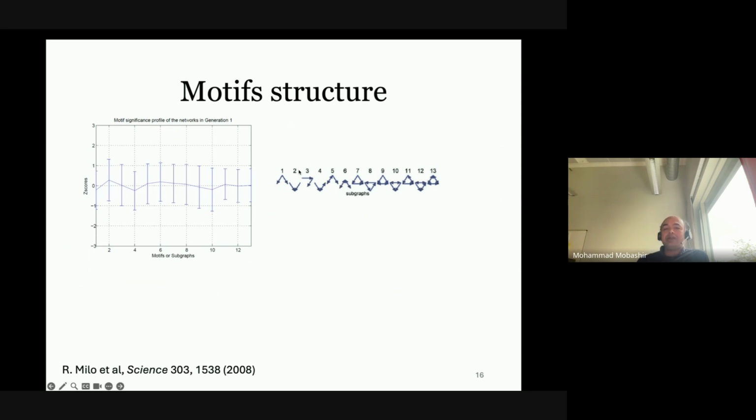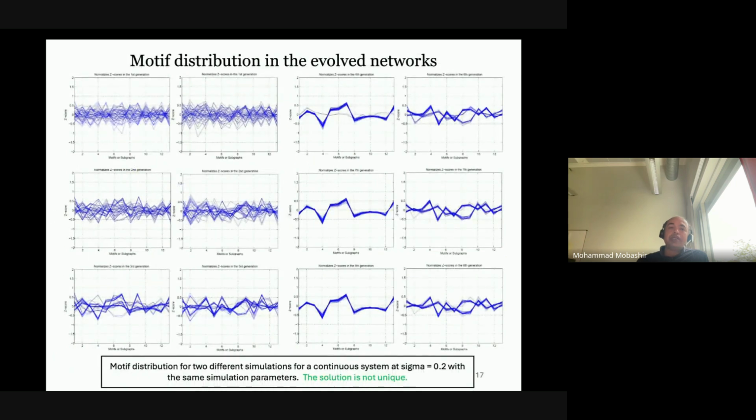These are well-established motif signatures. There are 13 motif signatures, and I tried to calculate the significance of all these 13 motifs in my evolved networks. For example, in the beginning of evolution, there is quite a noisy pattern, so they don't seem to follow any trend. This is the first generation, and these are, by the way, normalized values.